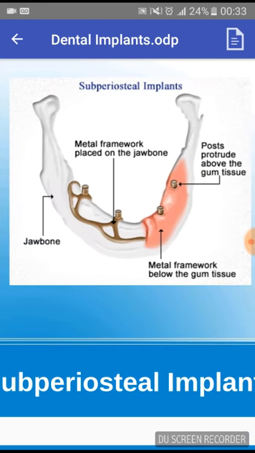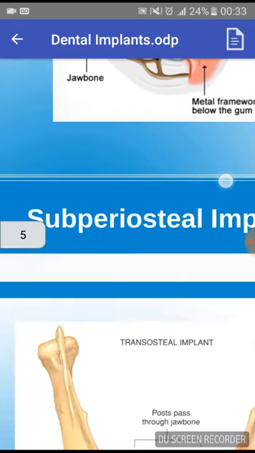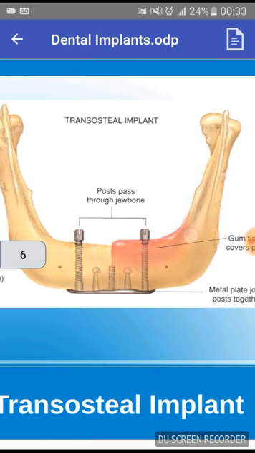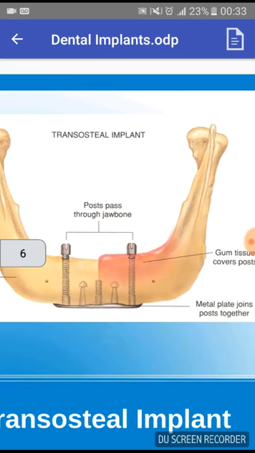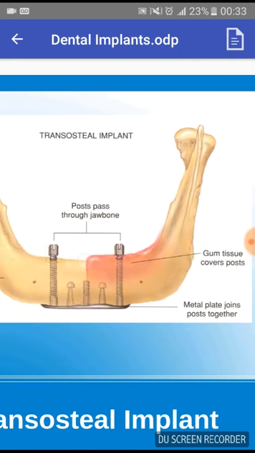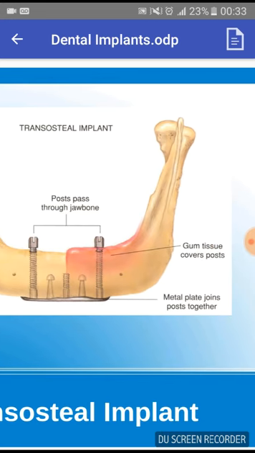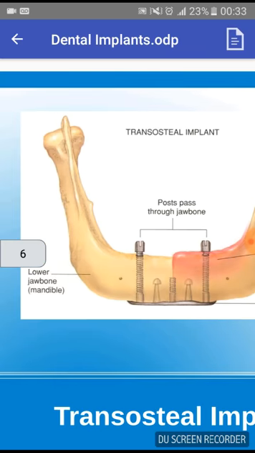So as you can see, the implant is not so deep within the cortex as you would see for the endosteal. Sorry, this is transosteal. As you see, it goes straight to the two cortical plates here. So you have a post pass through the jawbone. You have gum tissue covers. There's a metal plate which joins the post together. There's a lower jawbone. So you can see that the implant traverses both cortical plates.